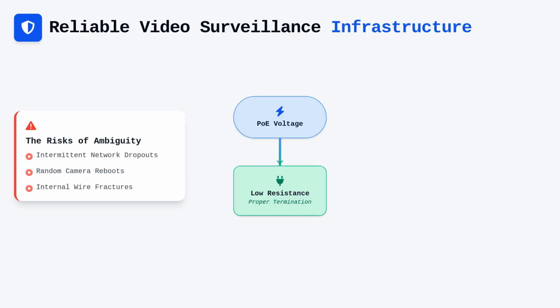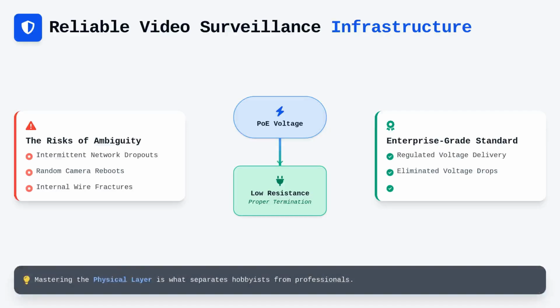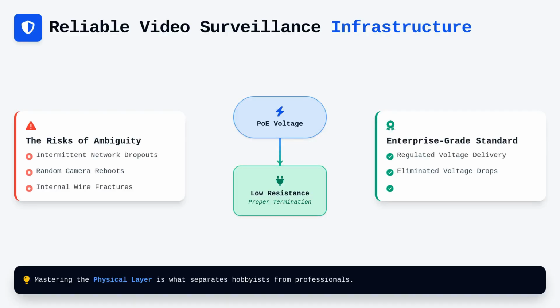By mastering these physical layer standards, you transform your installation from a collection of parts into a reliable, enterprise-grade system. This level of detail is exactly what separates a transient hobbyist installation from a permanent network video solution.